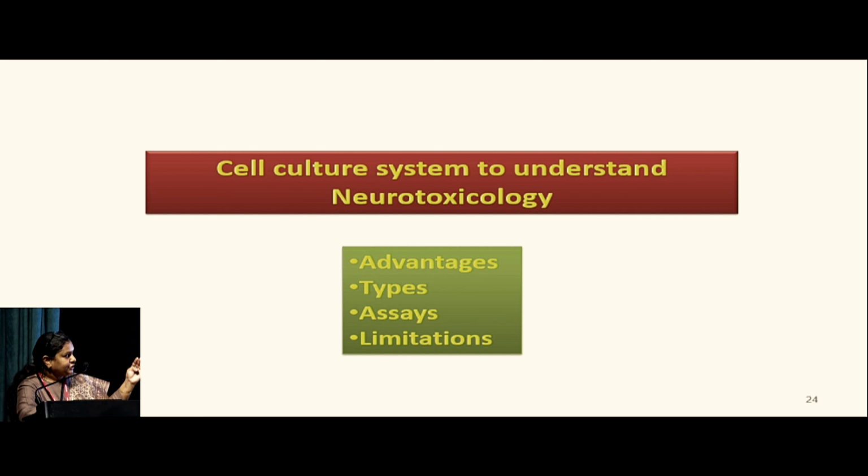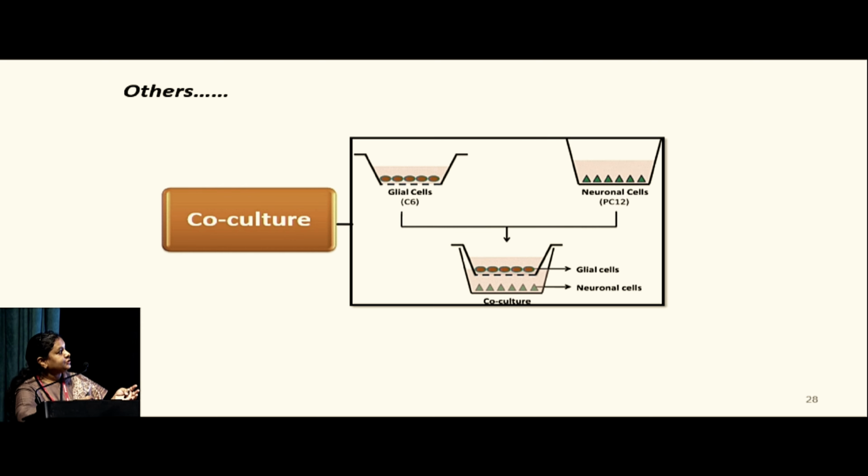I will not get into all of these because of the want of time. We have different cell culture systems, cell lines and primary cultures. Depending on the need, we can decide whether it is a cell line or primary cultures. Or we can also co-culture them. Two different cell types we can co-culture and then understand the disorder.